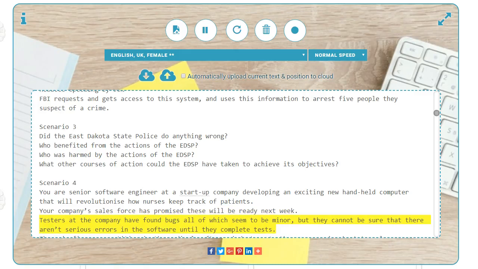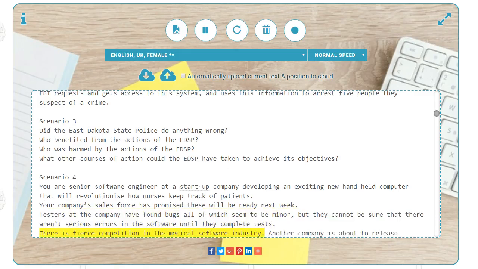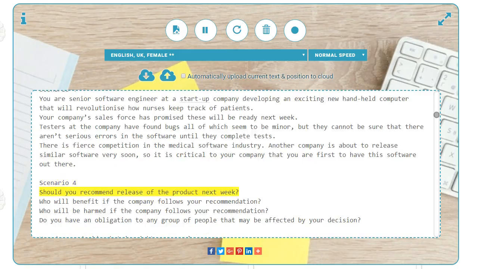Testers at the company have found bugs, all of which seem to be minor, but they cannot be sure that there aren't serious errors in the software until they complete tests. There is fierce competition in the medical software industry. Another company is about to release similar software very soon, so it is critical to your company that you are first to have this software out there. Scenario 4. Should you recommend release of the product next week?